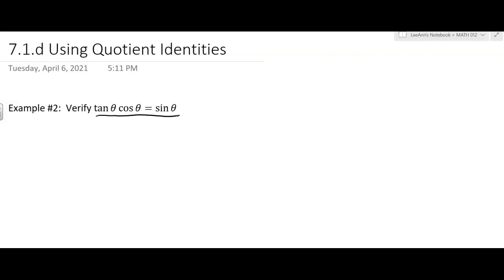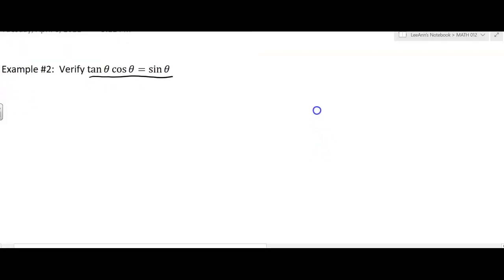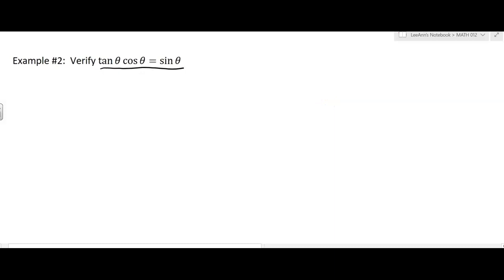When I grade these on an exam, I read it. I'm not looking for a specific way to do it. I try to read and see if you have correct ideas to verify the equation, okay? The identity. All right, so I'll give you a few things to look for as well.